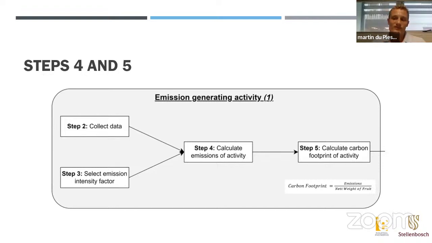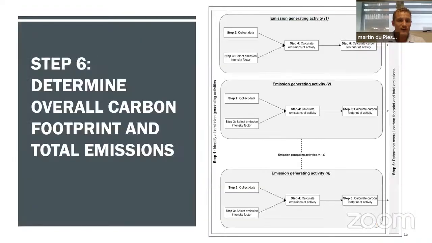Step 5 is where we divide the emissions that we calculated in step 4 amongst the fruit. Say, for example, this specific emission generating activity was road transport to move 28 tons of avocados from Moketsi to a cold storage facility in Cape Town. In step 4, how much emissions were really emitted during that transport leg. And in step 5, we say each kilogram of fruit is responsible for XYZ kilograms of emissions. So that's step 4 and 5.